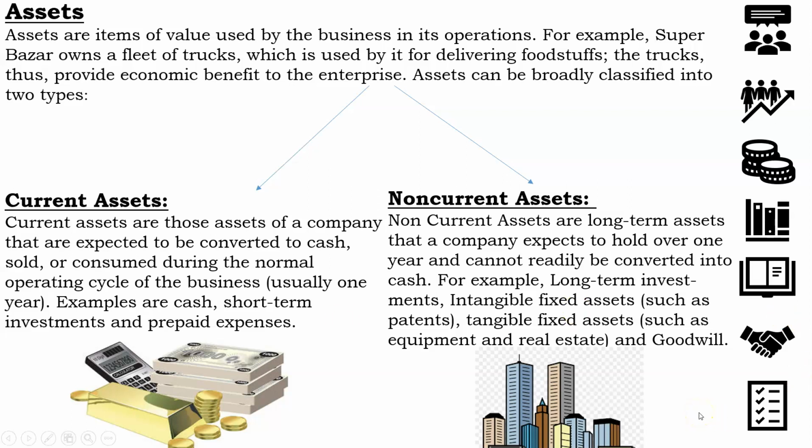Non-current assets, on the other hand, it means that any asset that cannot be converted within 1 year into cash is known as non-current assets. So long-term investments like FDs we have, the maturing period is usually 5 years. So it will take 5 years for it to mature, and then only we can get cash for it. So it is a non-current asset.